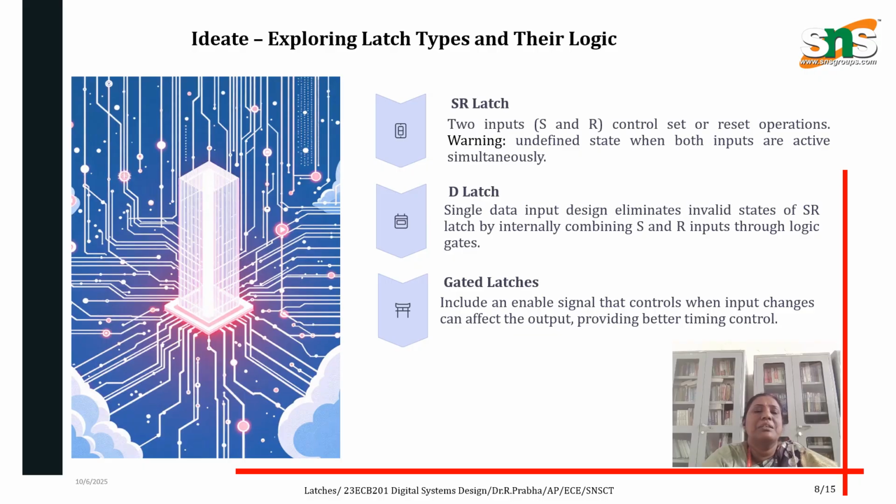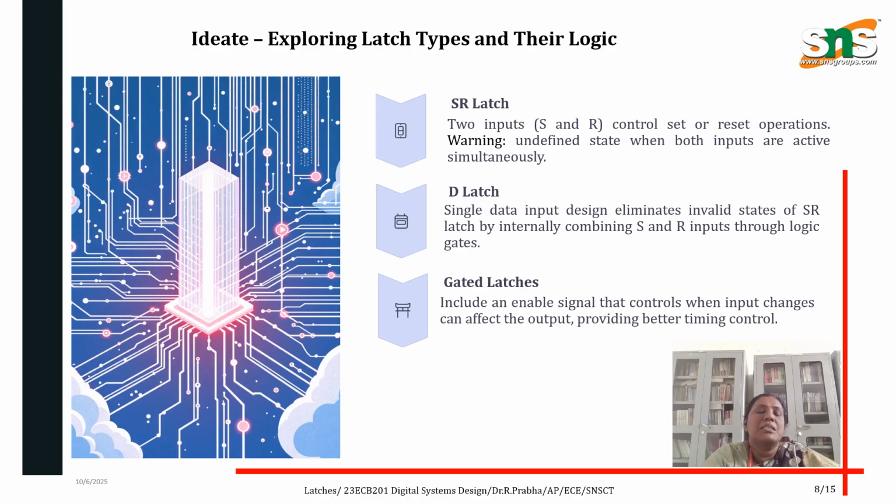And there are different types of latches available in the ideate stage. One is SR latch and another one is D latch and gated latches. In the SR latch, S represents set, R represents reset, and these two, S and R, are inputs. When set is 0, the output is 0. When set is 1, the output is 1. And when set is 1, the system will set, and when reset is 1, it will reset.